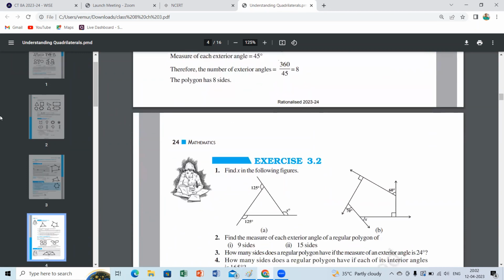What is the first bit's answer in exercise 3.2? 125 plus 125, 250. 250 plus what angle makes 360? 110. Very good. But for the second one, please be a bit careful.